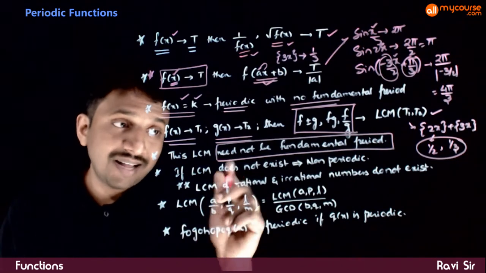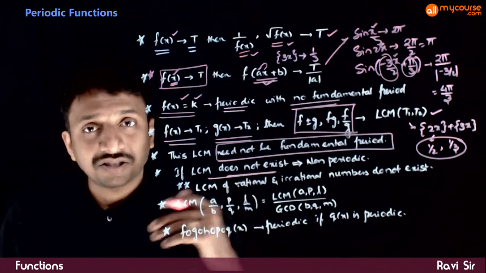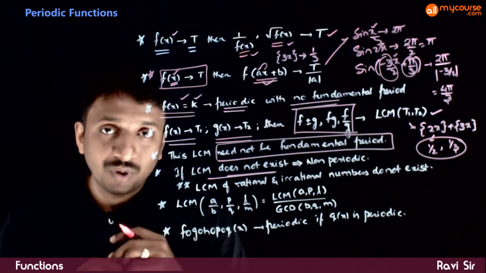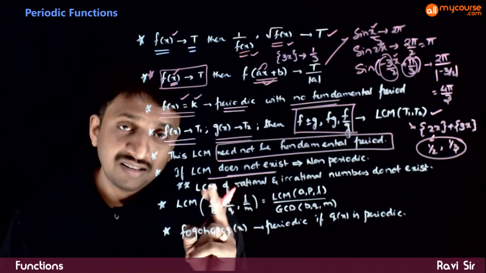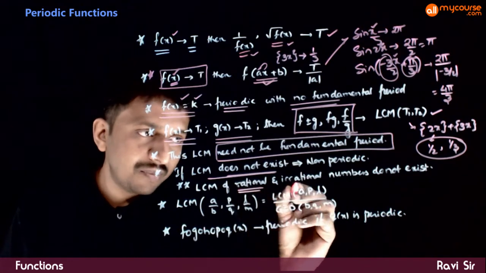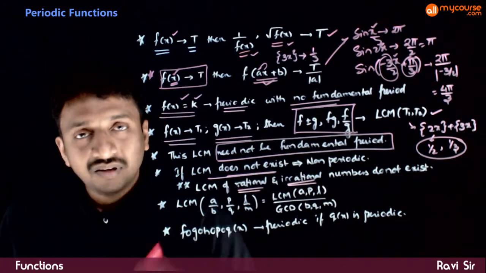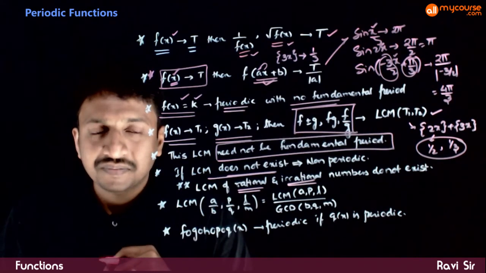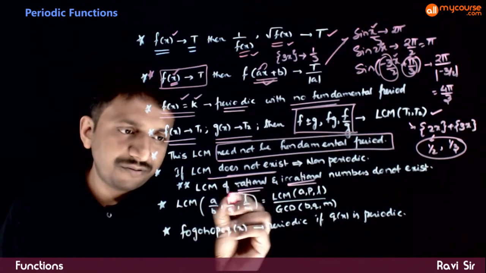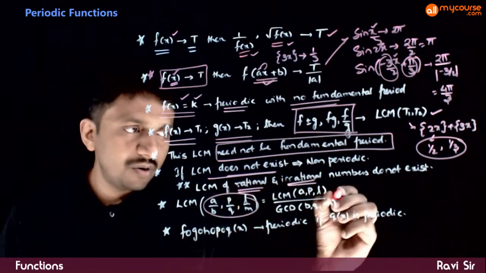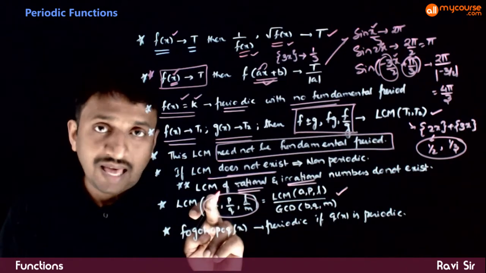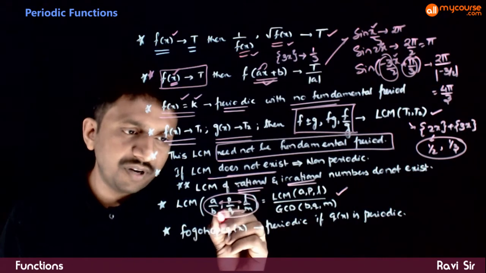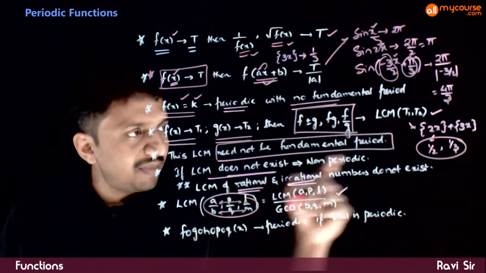So if LCM does not exist, then the function is non-periodic. Sometimes you might get two numbers such that their LCM does not exist. For example, if you have one rational number and the other irrational number, you cannot find LCM for a rational number and an irrational number. And LCM of fractions can be found out by this formula. The LCM of fractions is LCM of numerators by HCF of denominators. So this can be applied here.